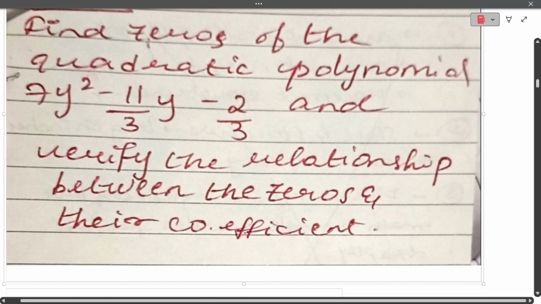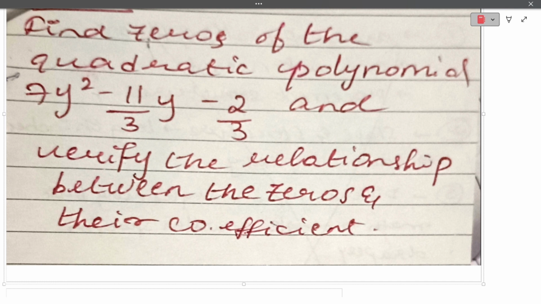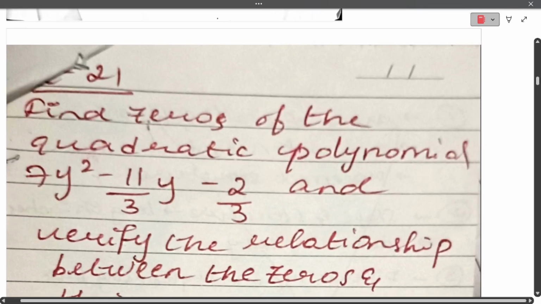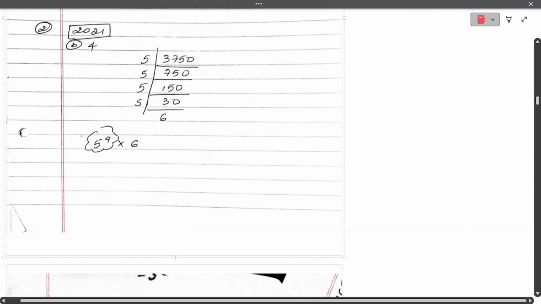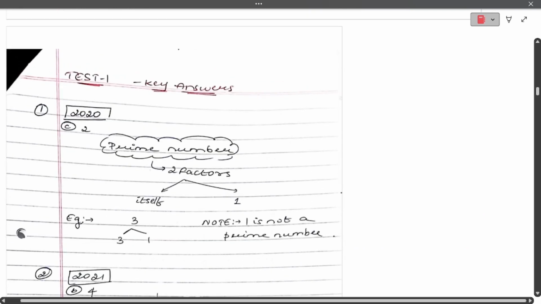We have: find the zeros of the quadratic polynomial 7y square minus 11 by 3 y minus 2 by 3 and verify the relationship between the zeros and their coefficients. This was my question number 21, which was replaced. Now we will see with each question how to solve them.